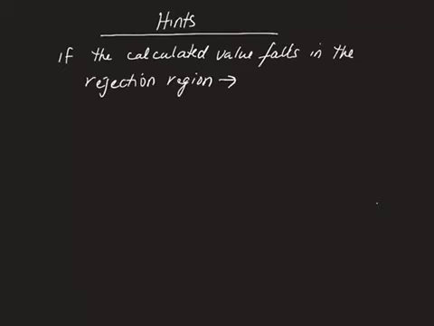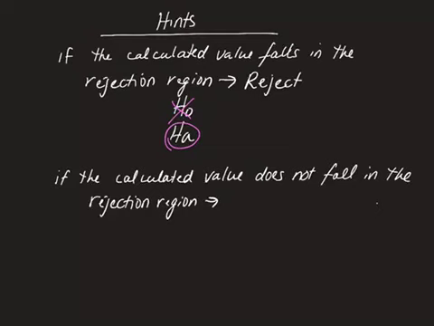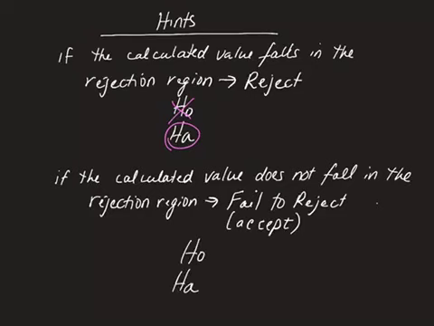So a couple of hints. If your calculated value falls in the rejection region, reject. Reject who? Reject them. If the calculated value does not fall in the rejection region, fail to reject. This is another word for accept, at least for now. Accept who? Accept what they have said. You cannot prove your information yet.